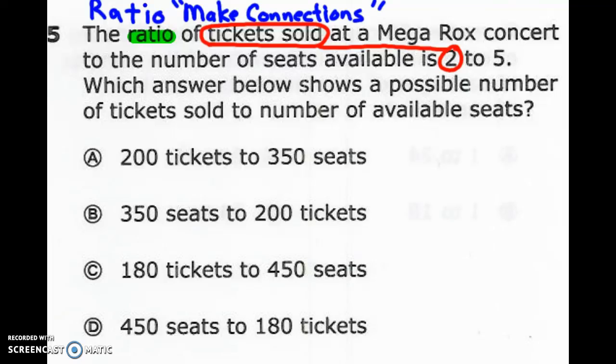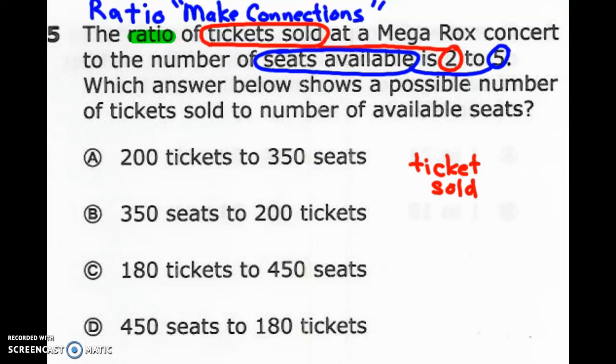The second thing that I see is the number of seats available. And the second number that I see is the number 5. Those connect together. So now I can go and I can put that tickets sold will connect with a 2, and that seats available will connect with the number 5.